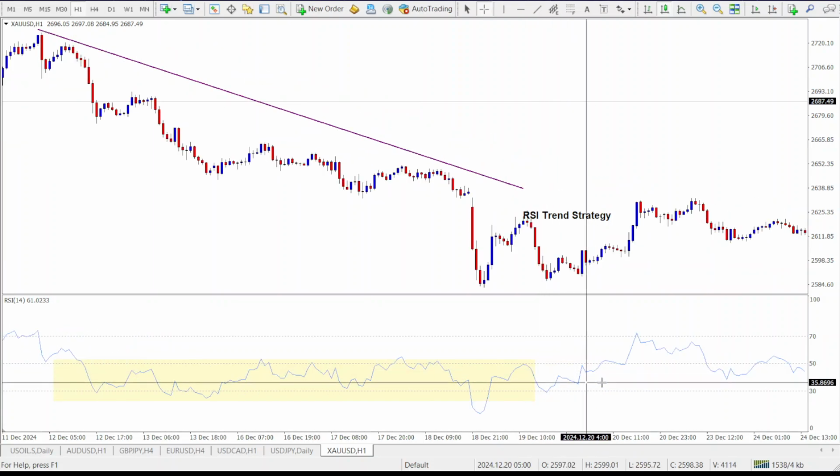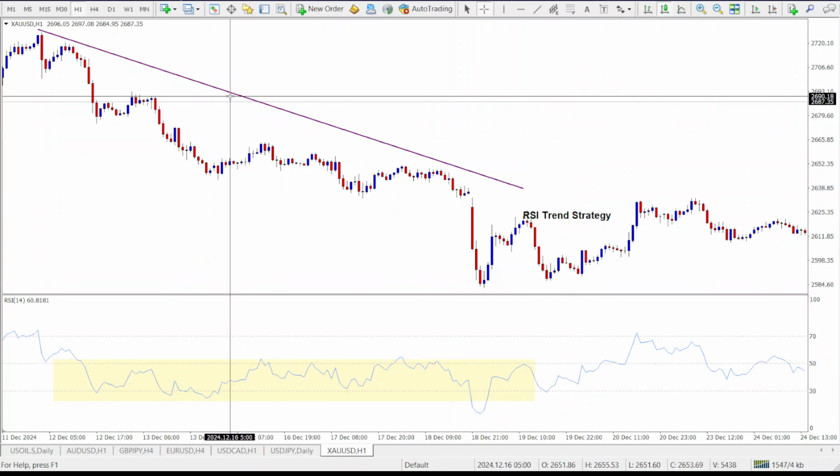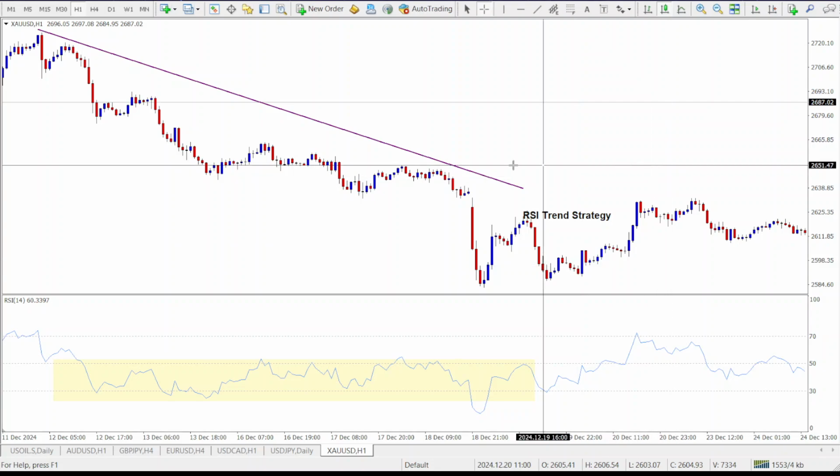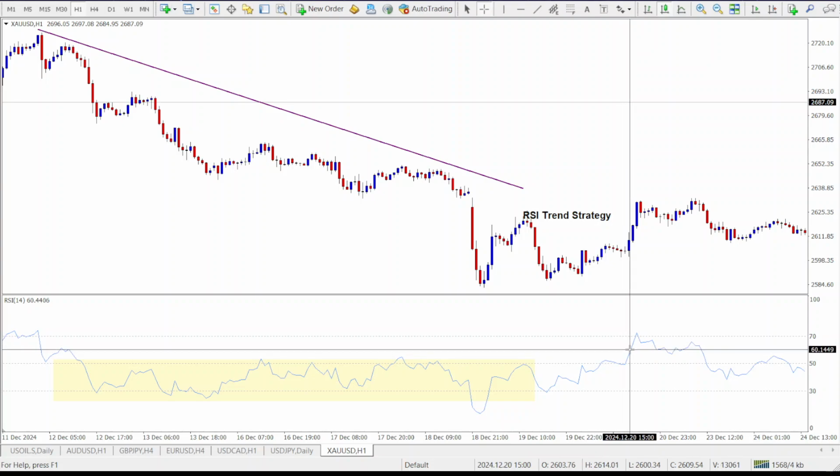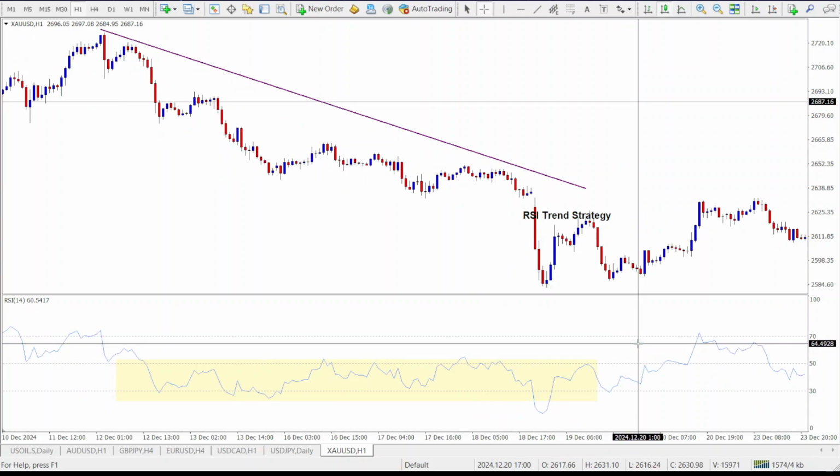All right, and then when we finally have a breakout from the bearish trend, price breaking above the resistance or RSI breaking above the 50 level significantly, then it shows a time to exit your sell.